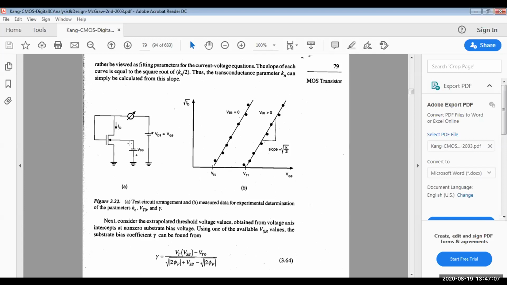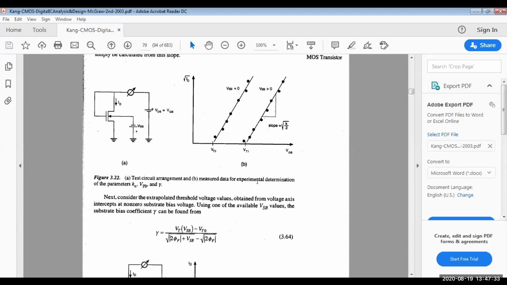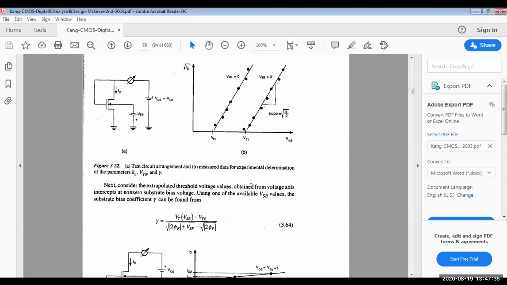And this voltage you are seeing here is VSB. When we make VSB equal to 0, there is no body effect. And when we make VSB greater than 0, maybe 1 or 2, then there is body effect, and we will observe the threshold voltage for that, and we will get root of Kn by 2, which is the slope of this plot.